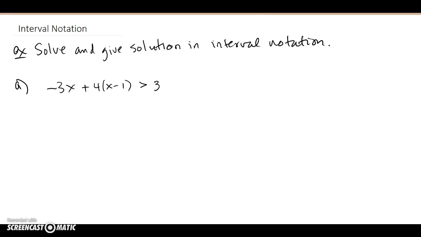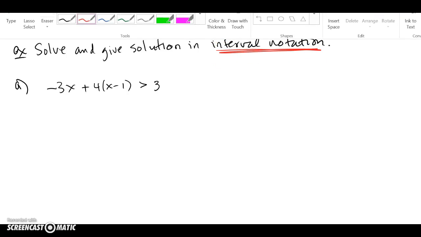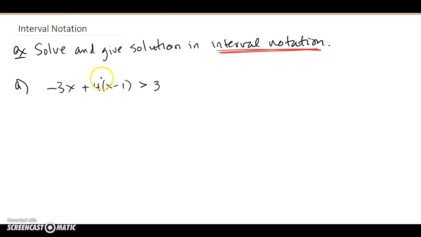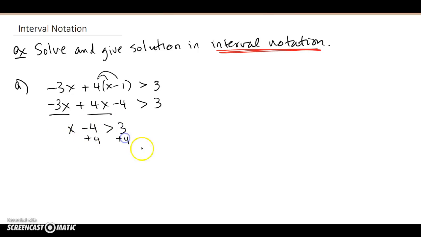Okay, given the inequality, we're supposed to solve it and give the solution not in set notation, but in interval notation. So we go about our business and solve it as before: 3x plus 4x, distributing, minus 4, distributing, greater than 3. Combine like terms. That's negative 3x and 4x. That gives me a 1x minus 4 greater than 3. Get the x by itself, plus 4 plus 4. And we got x is greater than 7.